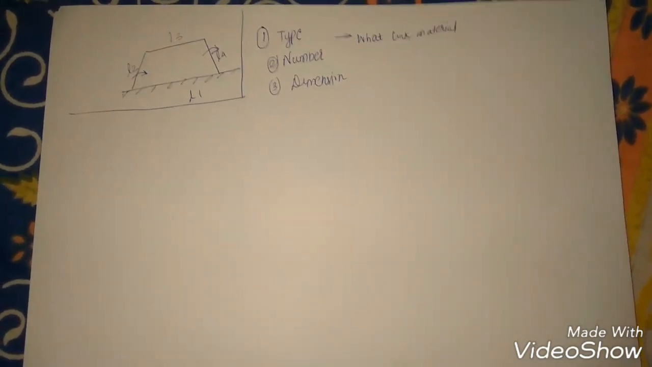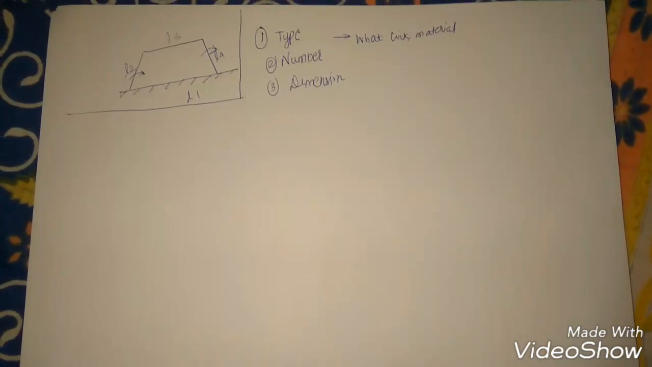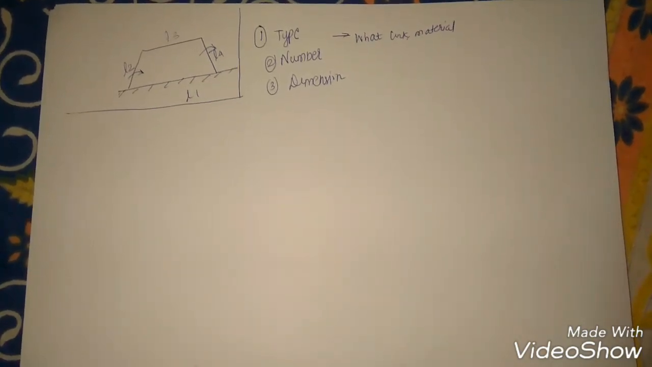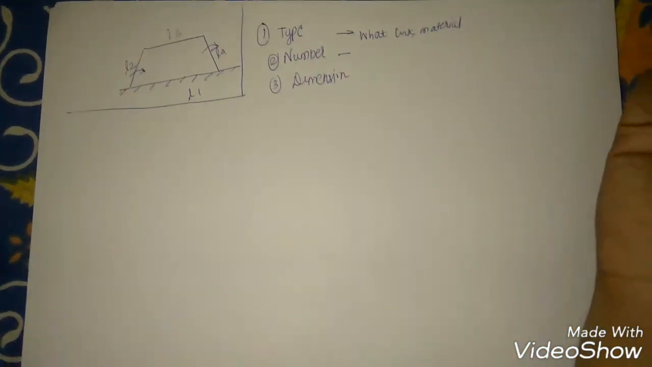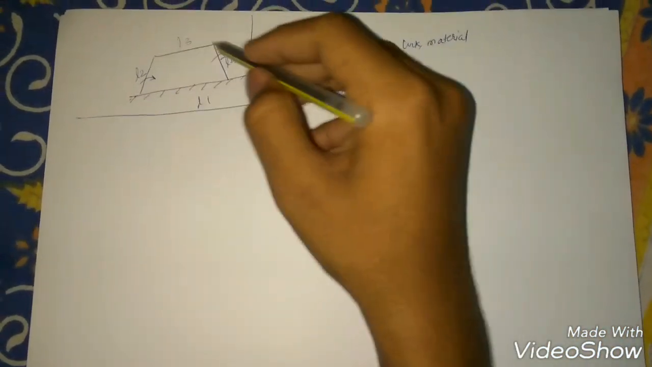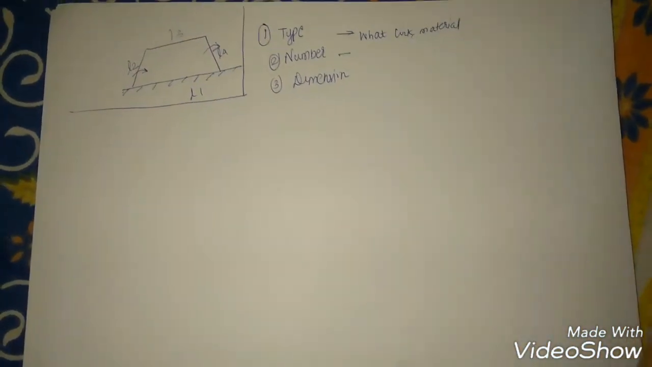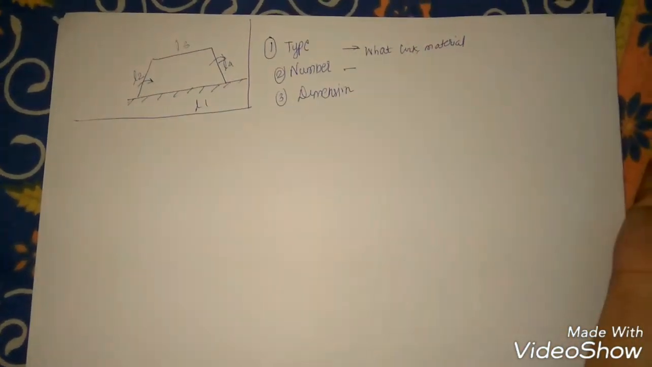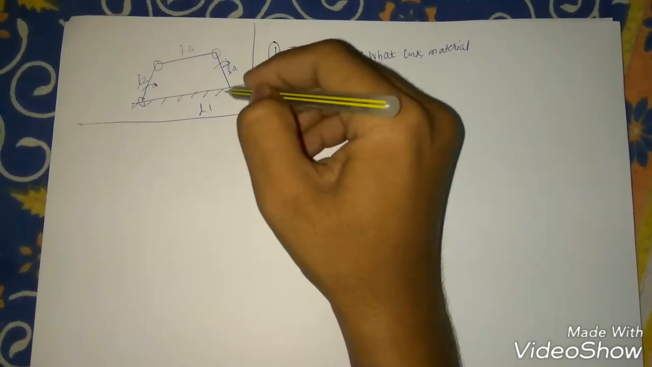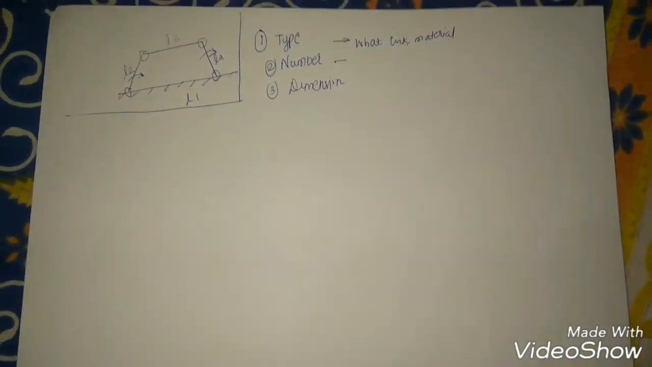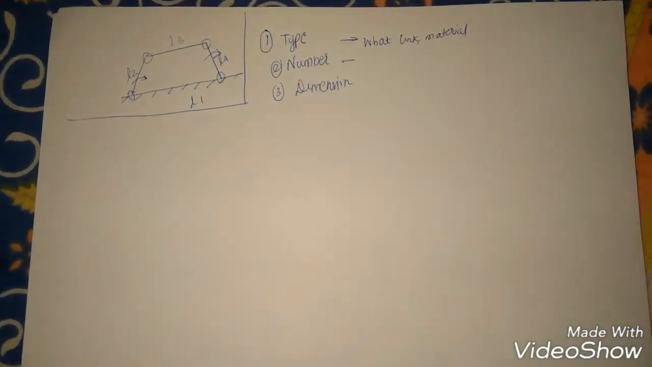as per the requirement. In the number synthesis, we find out the number of links which will be required in a mechanism. For example, in a 4-bar mechanism, we require 4 links. The number of joints in the mechanism, so this will be first, the second, third, and the fourth joint which will be required to complete our mechanism.